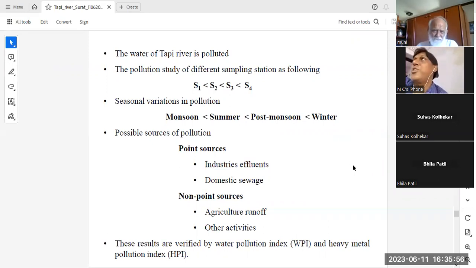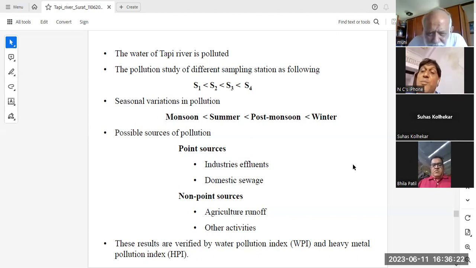And from the estuarine point of view, the water is pushed back by the estuarine flush, and from the river the flow goes to the sea. That contamination will move there. So that is why station number 4 is very heavily polluted. And if we talk about the seasonal variation, the winter season was more polluted.